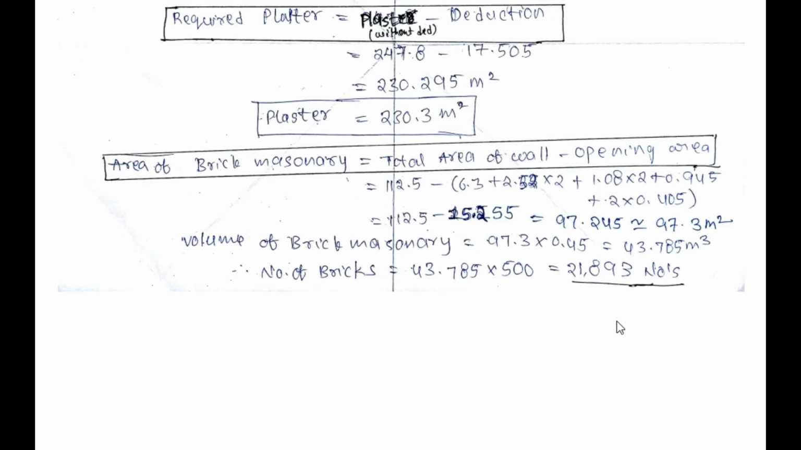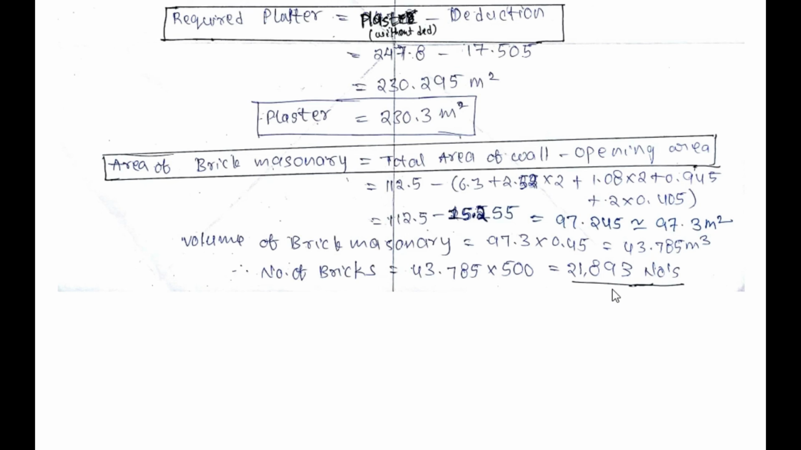Since we know that we need 500 bricks for one cubic meter, how many bricks do we need for 43.785? Just multiply this 500 with 43.785, and you will get the exact number of bricks required. Whatever quantity of bricks we have got here is without wastage. In the field there will be some wastage. If you want to consider those wastages, you can consider 10% to 15%.